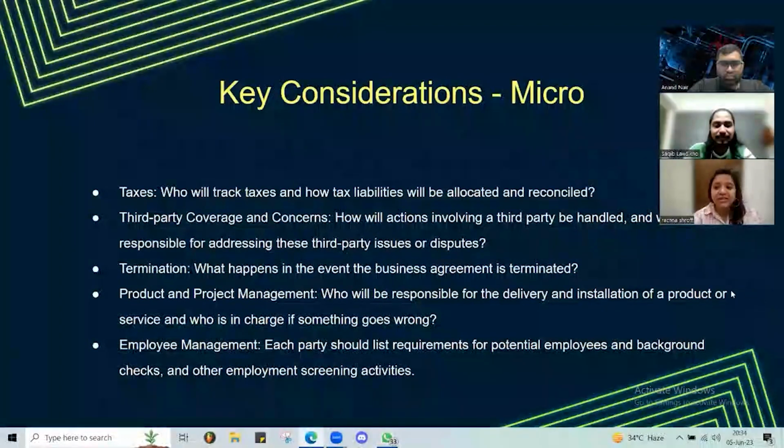Yeah. Key consideration, micro taxes. Who will track taxes and how tax liabilities will be allocated and reconciled? Again, important, but I would say that whoever has written it has understood it well. When you speak about taxes, I go back to my company and I understand how important this is. When you're dealing with any particular project, and you make a payment, there are taxes to be deducted, there is GST. I'm speaking from the Indian infrastructure, okay? So who will be allocated to look into it, and who would be reconciling? It will not be the CEO of the company, right?